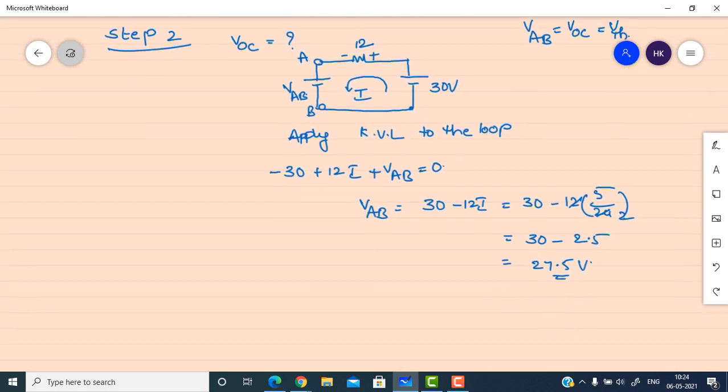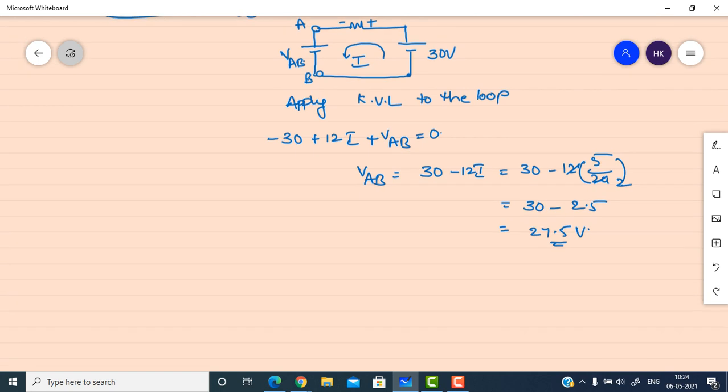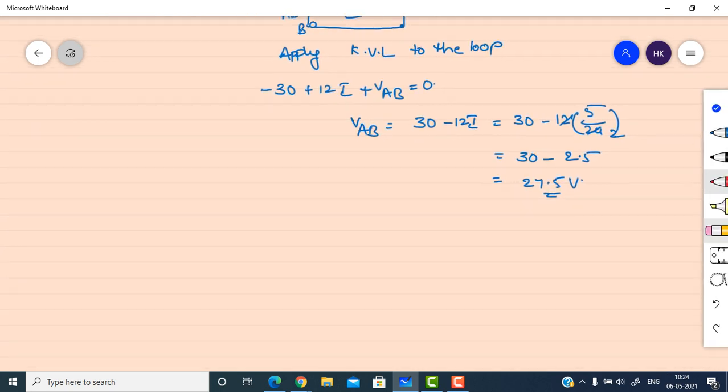Now we have VOC, the open circuit voltage. Next step, what do we have to find? We have to find out RThevenin, that means the equivalent resistance between A and B terminals. To find RAB, what do we have to do first? Only voltage sources are there in our circuit. We have to replace all the voltage sources with short circuit.